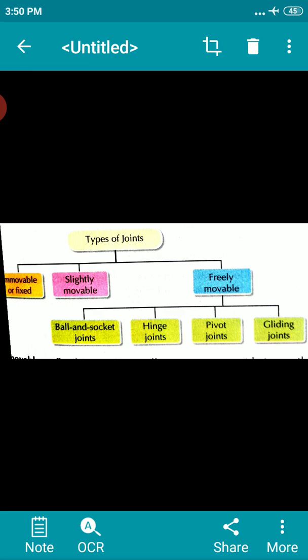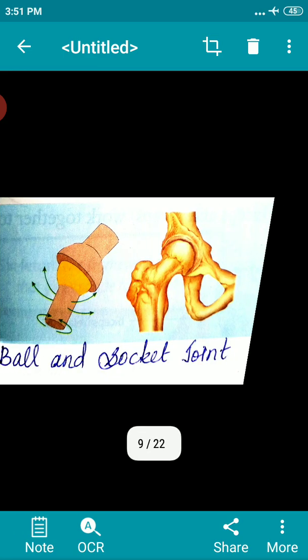So there are three types of joints: immovable joint, slightly movable joint, and freely movable joint. In the freely movable joint, there are four types. One is the ball and socket joint, next the hinge joint, third the pivot joint, and the fourth the gliding joint. So what is meant by a ball and socket joint? It is a joint in which the rounded ball-shaped end of one bone fits into the cup-like cavity of the other bone.